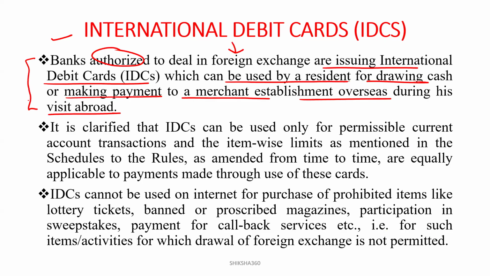Basically for what? For drawing cash or making payment to a merchant established overseas during his visit abroad. Okay, there are also specific limits. So it is clarified that international debit cards can be used only for permissible current account transactions and the item-wise list as mentioned in the schedule to the rules as amended from time to time, and these are equally applicable to the payments made through the use of these cards.